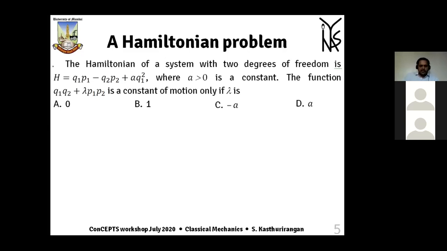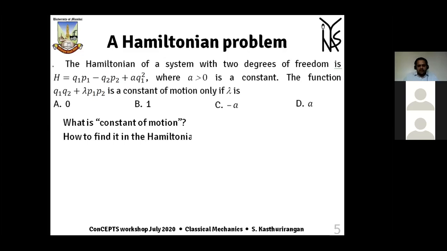And the function F equal to Q1 Q2 plus lambda times P1 P2. You are asked the question, is it a constant of motion? Or you are told to find the condition on lambda such that this is a constant of motion. So the first question which arises here is, what is a constant of motion? What is the meaning of this term? And how do we go about finding it in the Hamiltonian framework?